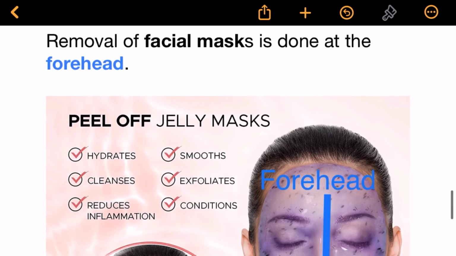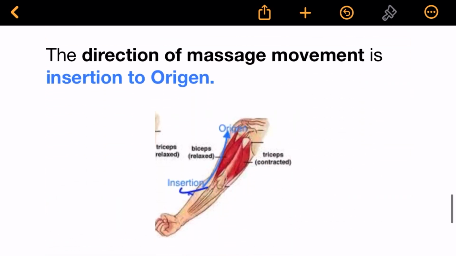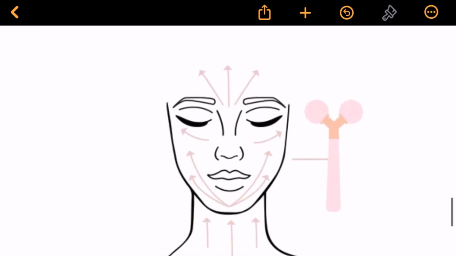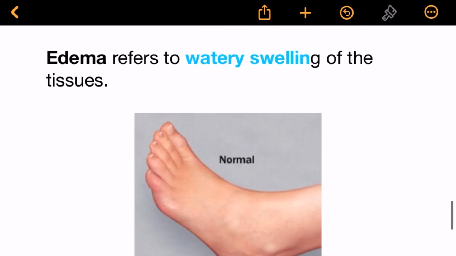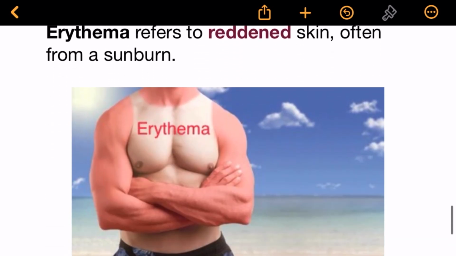Removal of facial masks is done at the forehead. The direction of massage movement is insertion to origin. The direction of facial massage is bottom to top. Edema refers to watery swelling of the tissues. Erythema refers to reddened skin, often from a sunburn.